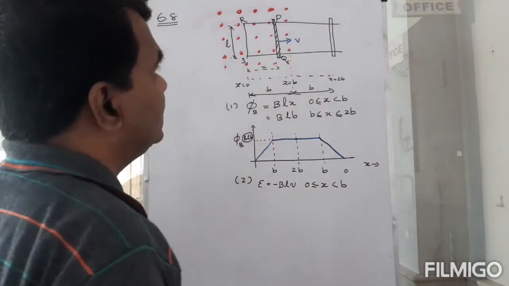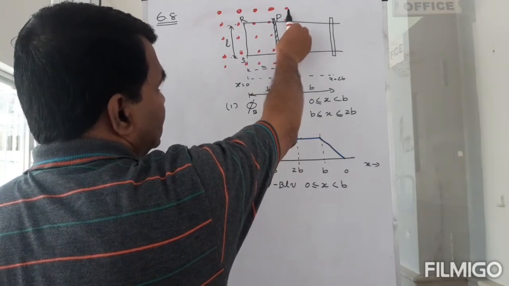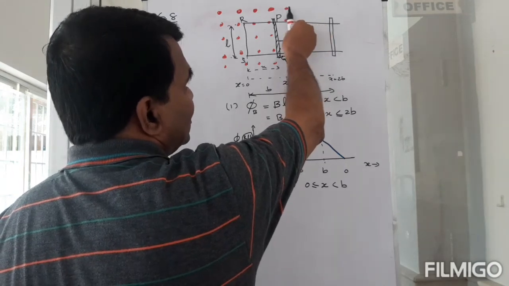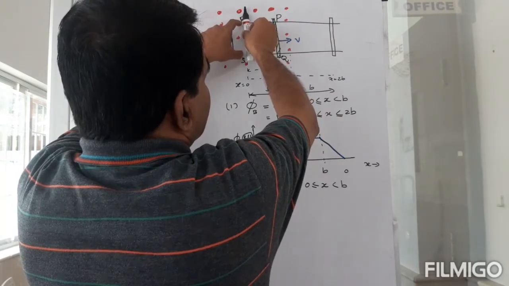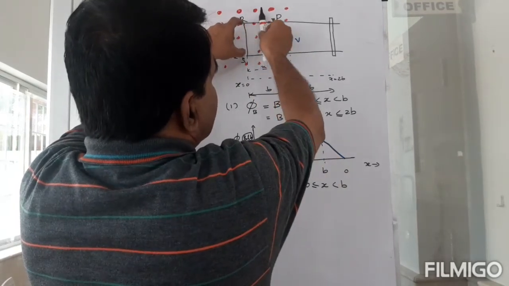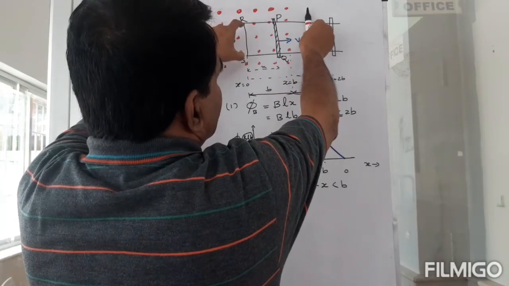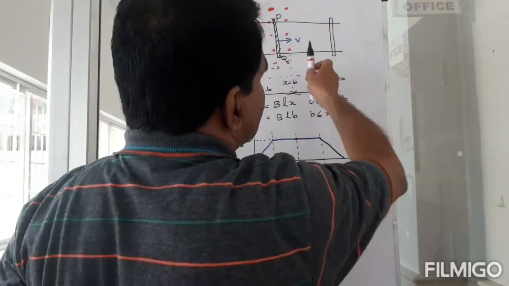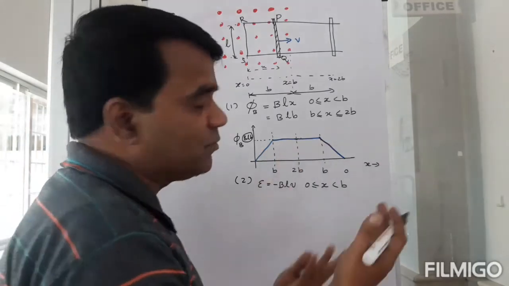Beyond b, so you reach here, and after this what happens? We go like this, but does the flux change? The flux doesn't change. Once you come here, it will remain the same. If you are at any position between this point and this point, the flux through the loop is changing. But once you come out of it, the flux remains constant. So d phi by dt will be 0, so there will be no EMF induced.